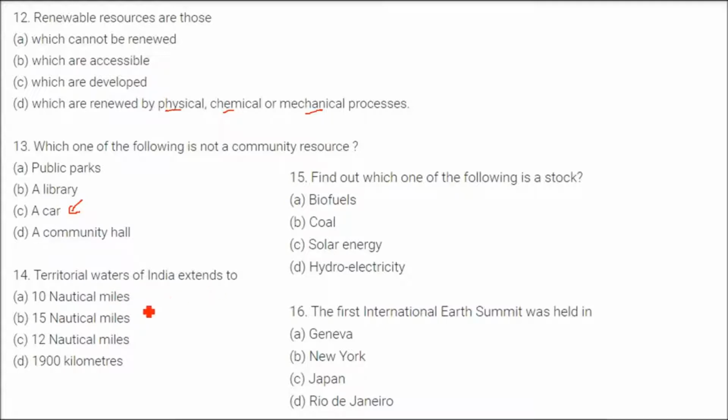Territorial waters of India extends to, and because the options are given in nautical miles, we are going to take the answer as 12 nautical miles, which is equivalent to 22.2 kilometers. Find out which one of the following is a stock. The answer is biofuels. These are stocks. The first International Earth Summit was held in Rio de Janeiro, Brazil.